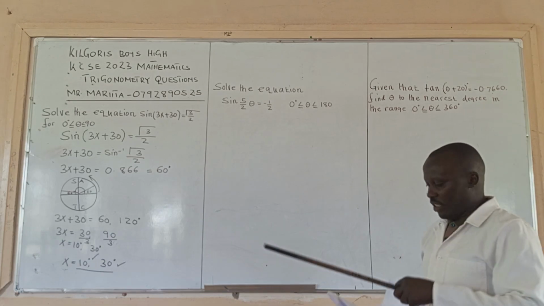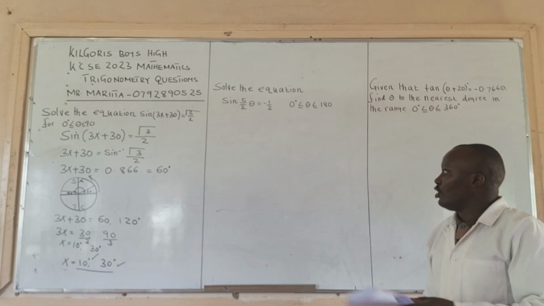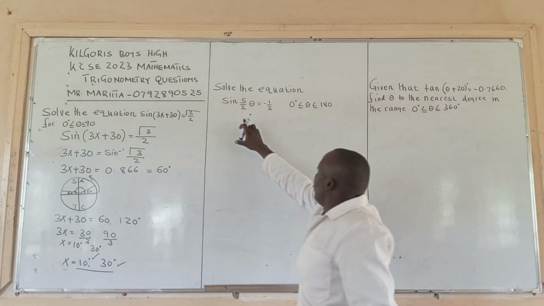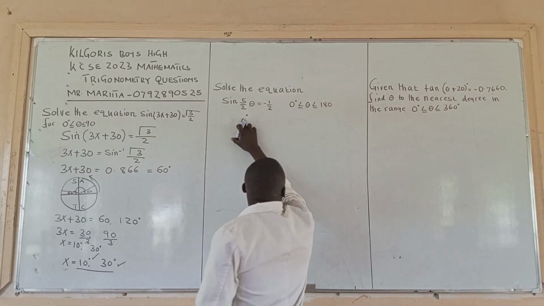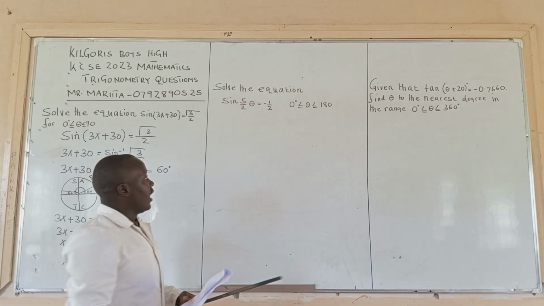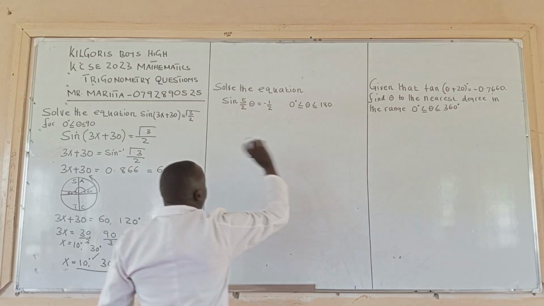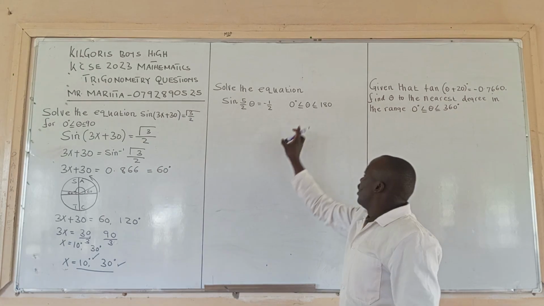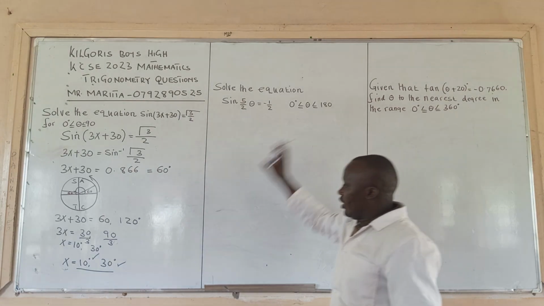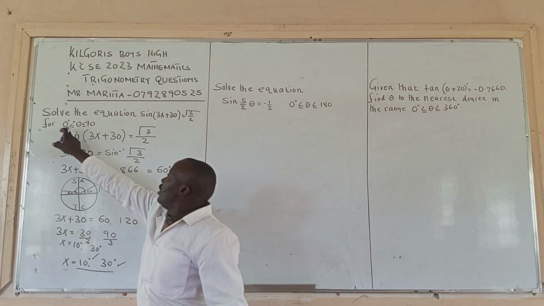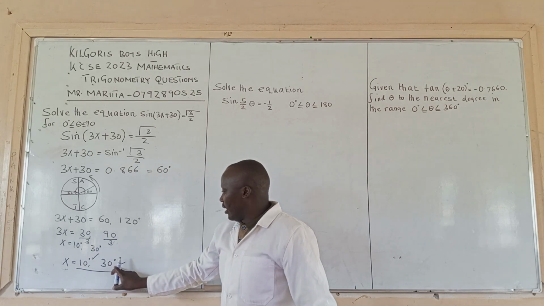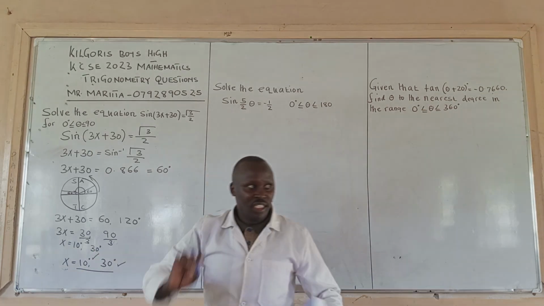So we move to our next question. Our next question: solve the equation. Our equation is sine of 5 over 2 theta, which is equal to negative a half. And the range of theta must be between 0 degrees and 180 degrees. So this one here, the range was between 0 degrees and 90 degrees. So you can get 10 degrees, you can get 30 degrees. So they are within the range.